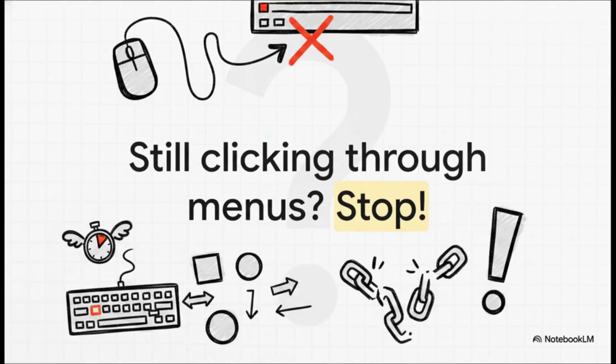So, I want you to ask yourself a totally honest question right now. Are you still clicking through menus in AutoCAD? I mean, if you're dragging your mouse all the way up to the top of the screen every single time you need to draw a basic shape, you've got to stop. Look, the ribbon menu is fantastic for discovering tools when you're a beginner, for sure. But relying on it for your day-to-day drafting is like driving with the handbrake on. It creates this massive bottleneck in your productivity, and today, we're breaking that habit.